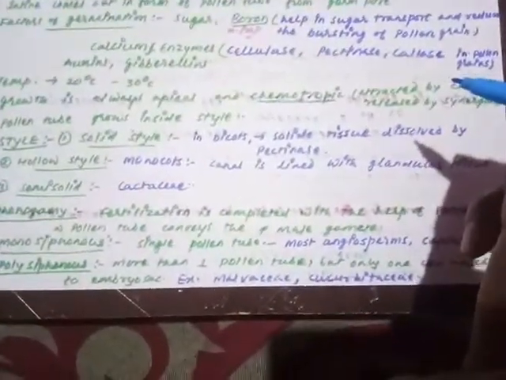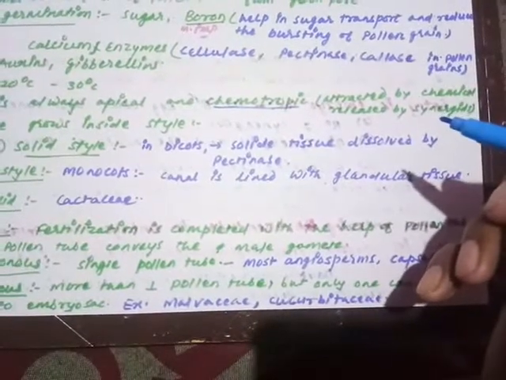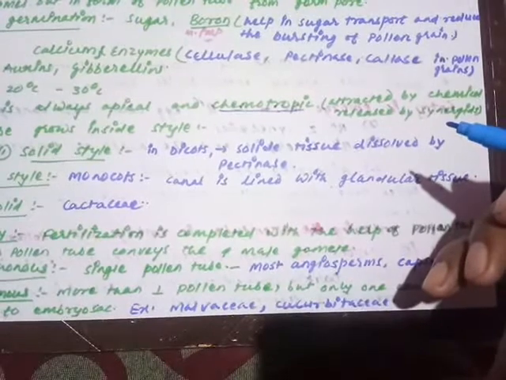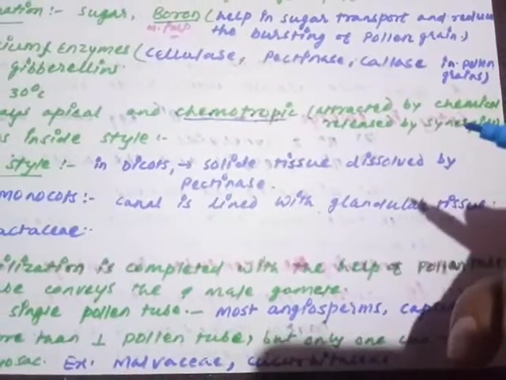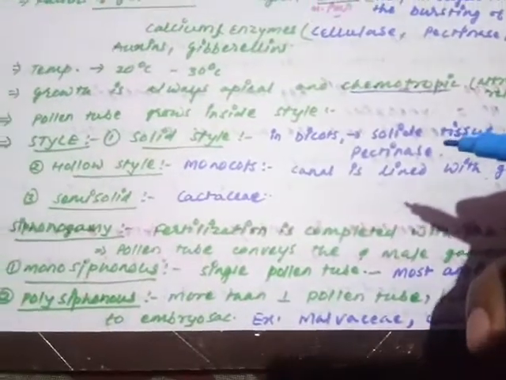Why is this chemotropic? We discussed it when we were studying the 7-celled, 8-nucleated structure of the embryo sac. It has a specialized structure called the filiform apparatus. The filiform apparatus releases chemicals or hormones which attract the pollen tube toward them and guide it to enter the embryo sac. Because this is completely influenced by chemicals released by the synergids, it is a chemotropic or chemotactic movement.